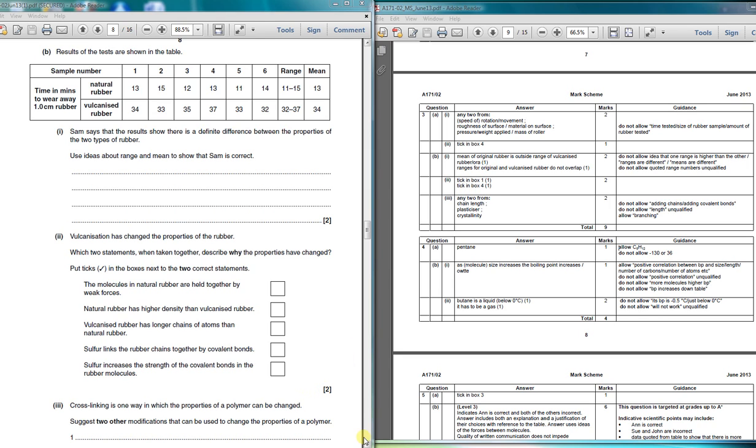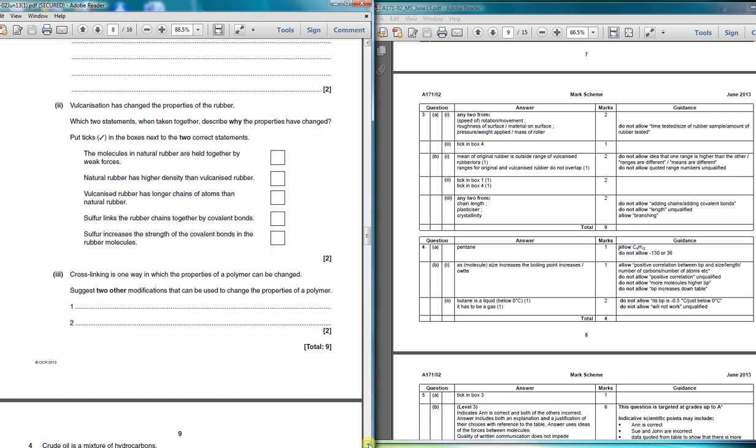Question B, part 3. Cross-linking is one way in which the properties of a polymer can be changed. Name 2 other modifications that can be used to change the properties of a polymer. So this is just revision, stuff you have to learn.